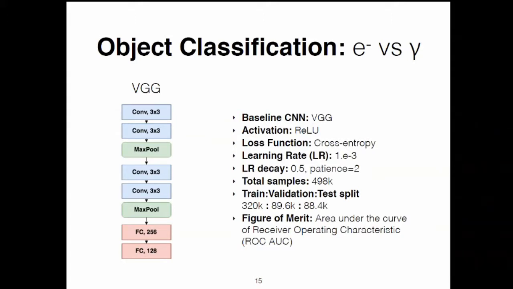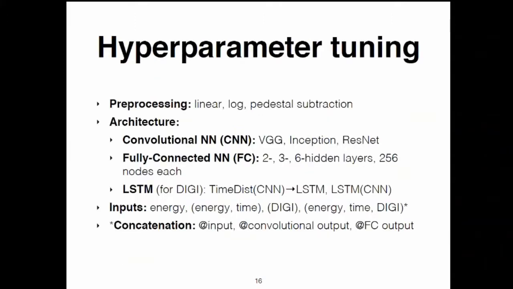I won't go into too much detail about object classification, but I'll tell you a little about the things we tried. We tried different ways of pre-processing: just linear rescaling, log rescaling, and pedestal subtraction in the case of the digis and the rec hit collection. It's a bit of a long story. Other than the pre-processing, we also tried 3 different architectures. The convolutional neural nets, and in the convolutional neural nets, we tried VGG, inception, and residual nets.